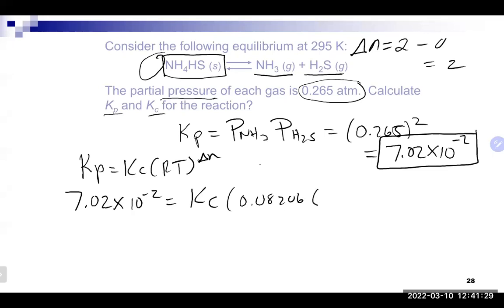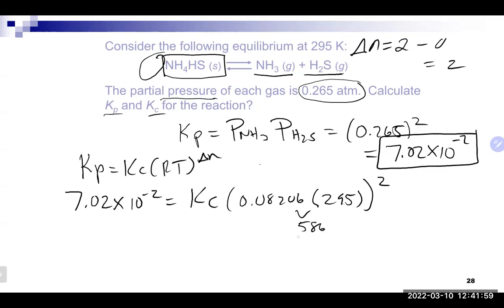0.08206, and we're going to times it by 295. Again, we're going to square it. So we want to multiply in the parentheses first and then square it. So we're going to take 0.08206 times 295 and do a little squaring action. That's going to give us approximately, I think, 586 in that ballpark.